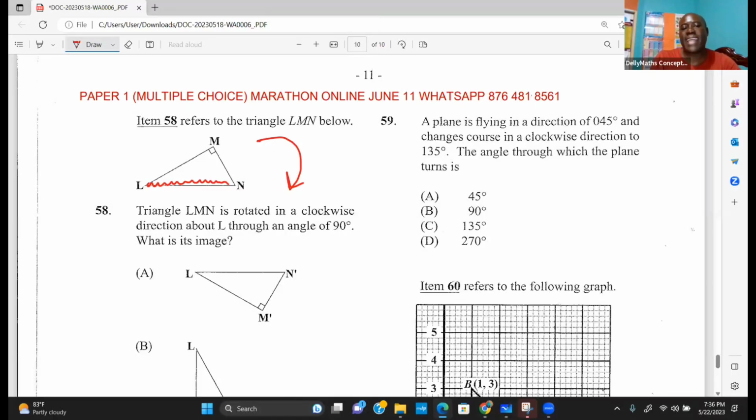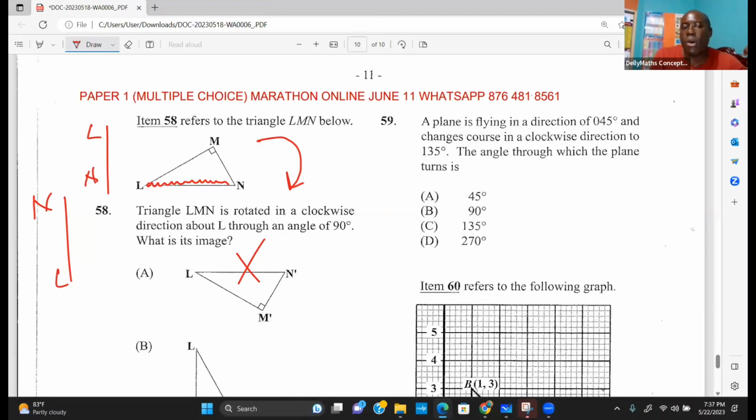Whenever you do clockwise 90 or anti-clockwise 90, the moment you go 90, even 270, a horizontal line becomes vertical. So I am using this as my marker. So this is out, because the moment I'm going 90, a horizontal line becomes vertical. I'm looking for LN like this, or LN like that, depending on the direction.